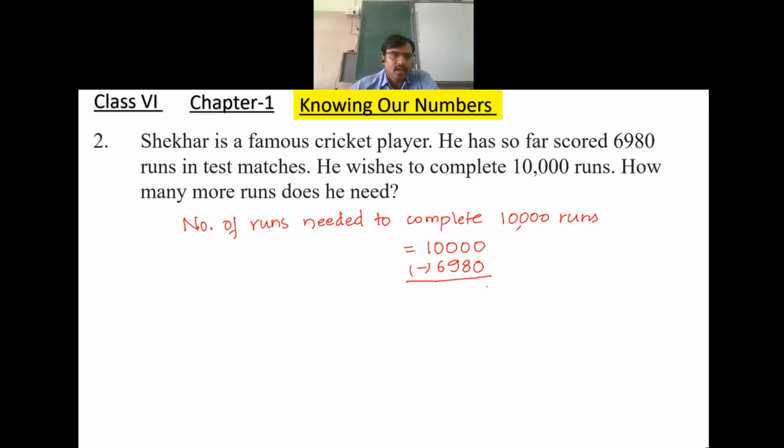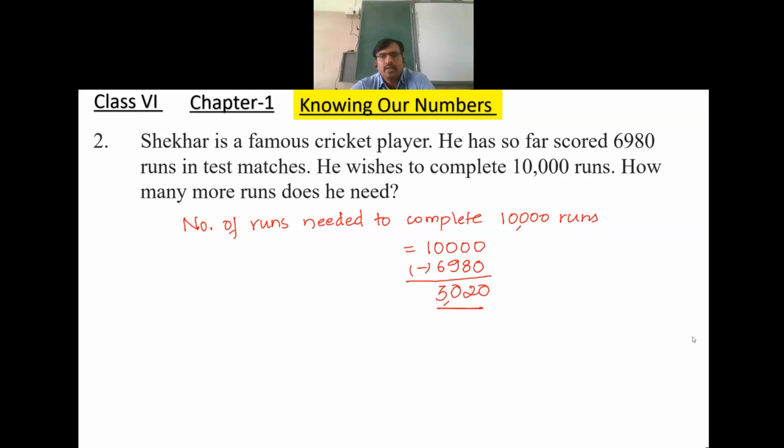Here 0 minus 0 is 0. From here you have to take carry. This becomes 10. When this is 10, 10 minus 8 is 2. Now from here 9 will be remaining. 9 minus 9 is 0. Then from here 9 will be there. 9 minus 6 will be 3. 3020. So 3020 more runs are required for Shaker to complete 10,000 runs.